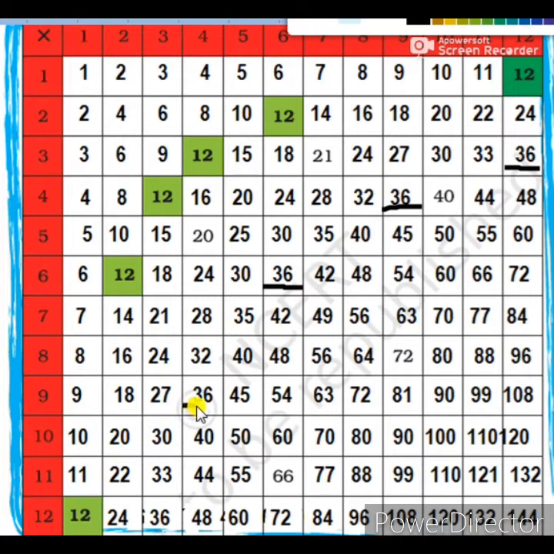Next one is 9. See, 9 4s are 36. But we already found that 4 9s are 36. 4 9 36 and 9 4 36 are the same, so there is no need to repeat that. But I have written it in the tables for showing. So 9 is a factor of 36. Last, 12 3s are 36. That also we have already written, 3 12s are 36. So there is no need to repeat that.